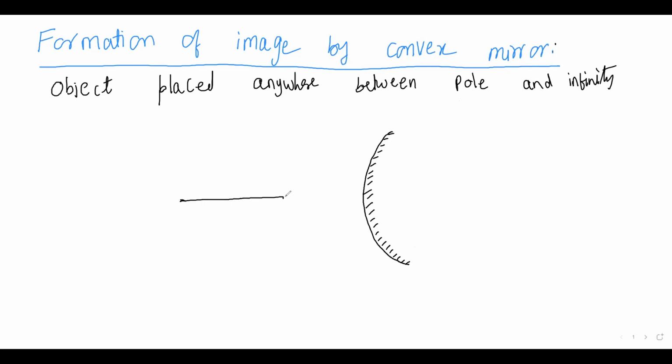Principal axis is an imaginary line passing through the pole and center of curvature. You know that focus and center of curvature are behind the mirror. चलिए, ऑब्जेक्ट आप पोल और इंफिनिटी के बीच कहीं भी रखिए। समझो कि ऑब्जेक्ट यहाँ है। Let's imagine the object is here, this is the object AB.